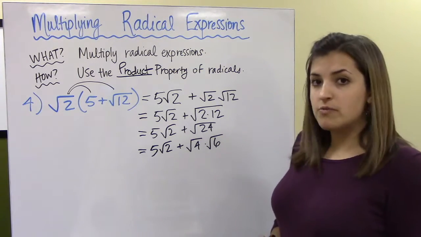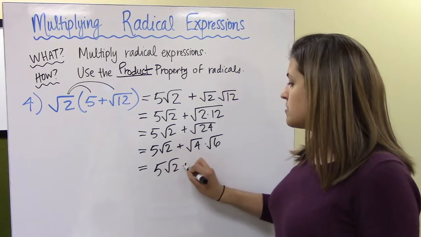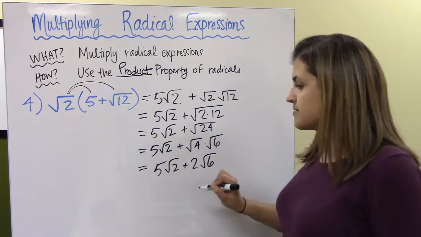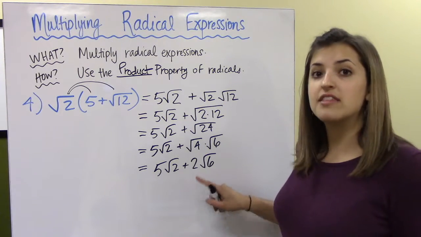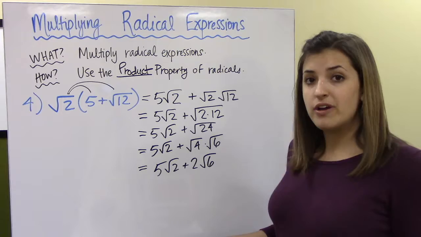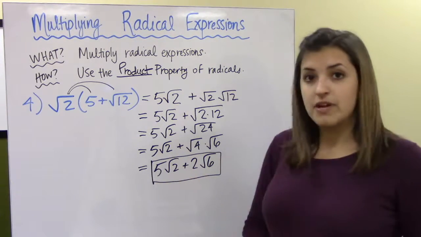So I have the square root of 4, which is 2, so I'm going to rewrite this again, and I have 5 square root 2 plus 2 square root 6. Now remember, I can't combine these because they are not like radicals. So at this point, I'm done. This is my simplest form. All right, let's do one more of these type.